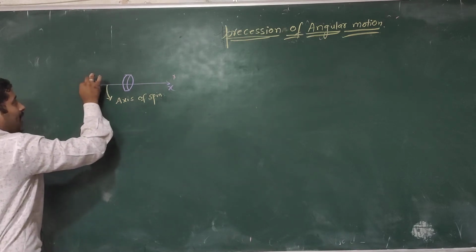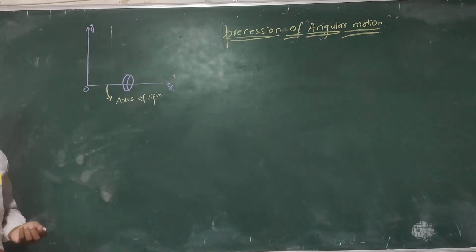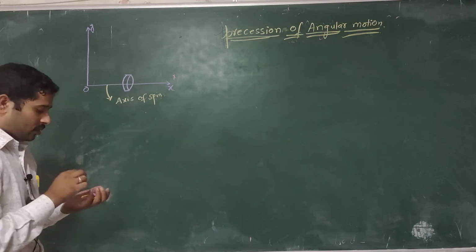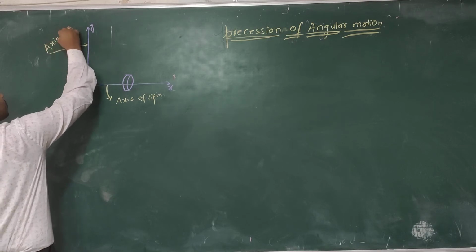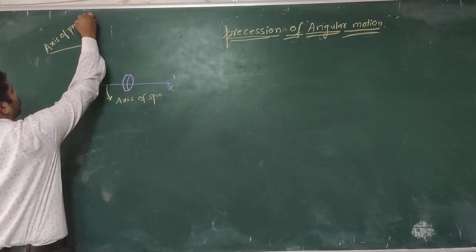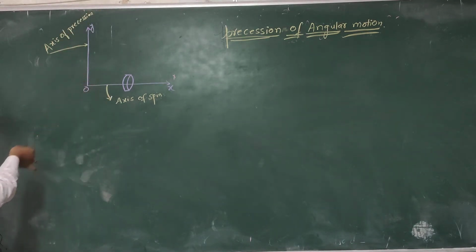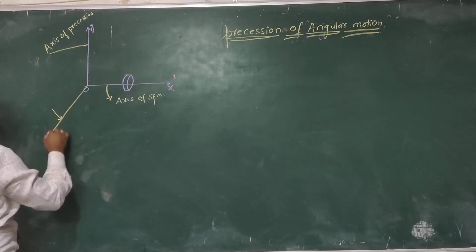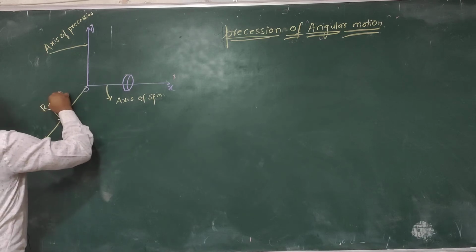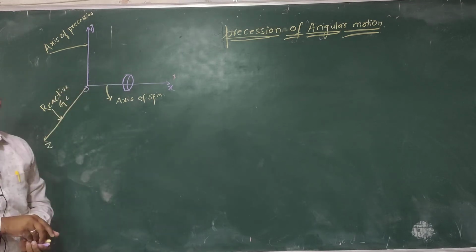And the vertical direction, the y, we can say as the axis of precession. And this z direction we can say as the reactive gyroscopic couple. The z direction we call the reactive gyroscopic couple. Okay.